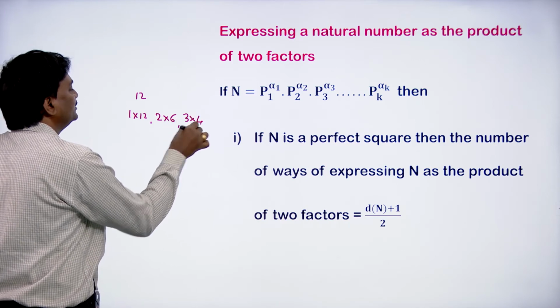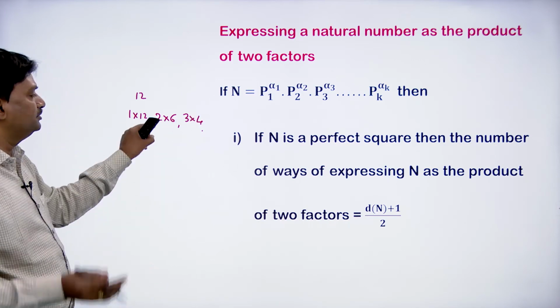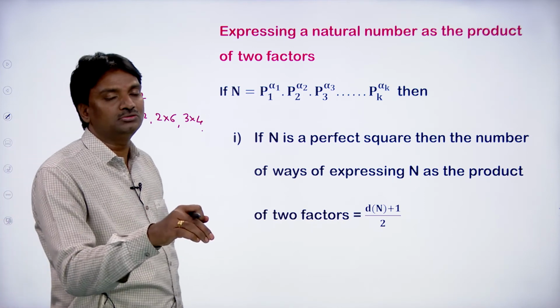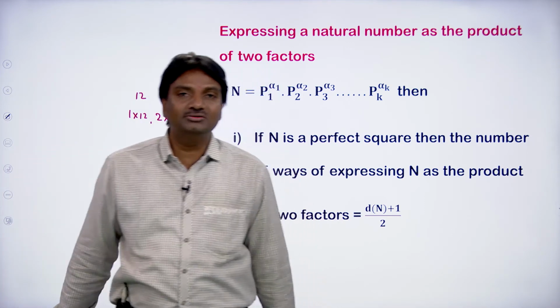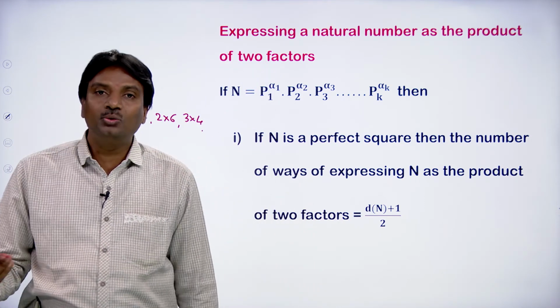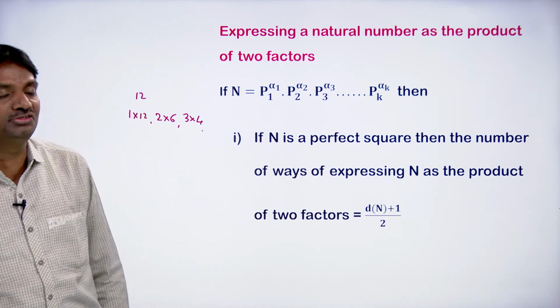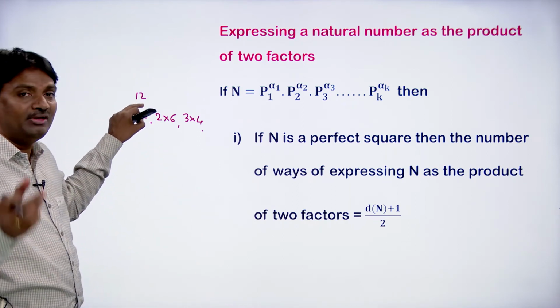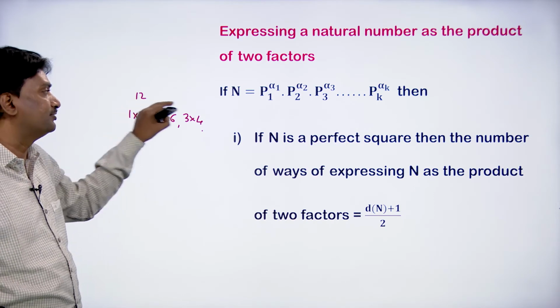3 into 4, that is one way. So you don't want to write 6 into 2, because 2 into 6 equals 12 and 6 into 2 is also 12. So if you write 2 into 6, then we don't want to write 6 into 2. So we can express 12 as the product of two numbers.